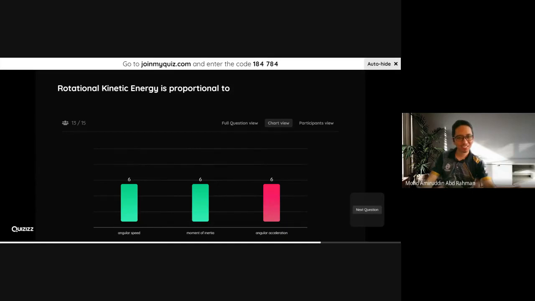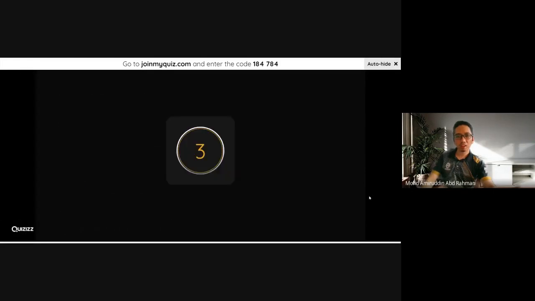Okay, 6 of you chose angular speed, 6 of you chose moment of inertia, and 6 of you chose angular acceleration. If you chose either angular speed or moment of inertia, that's correct. It is not related to angular acceleration. It is related to angular speed and moment of inertia. Okay, the last one, probably the last question.